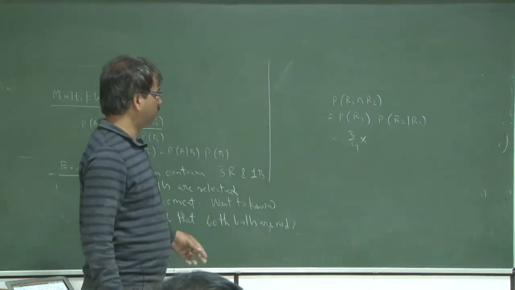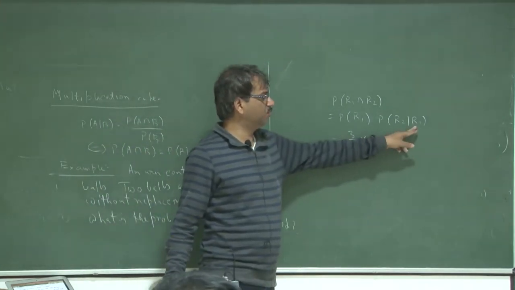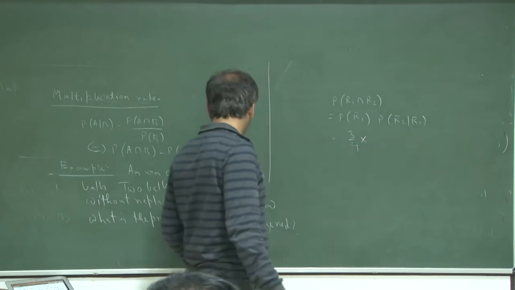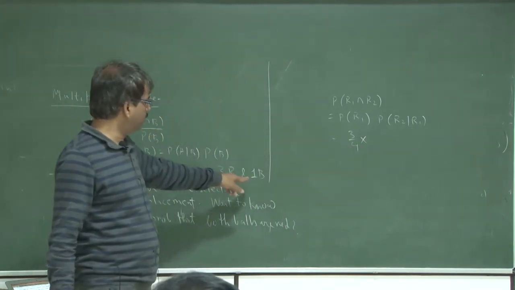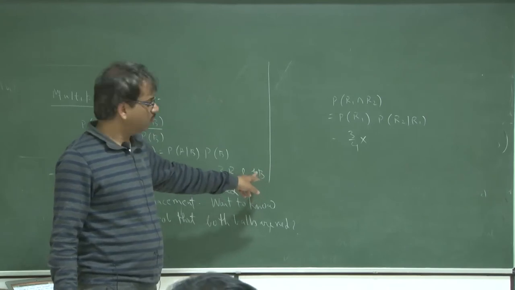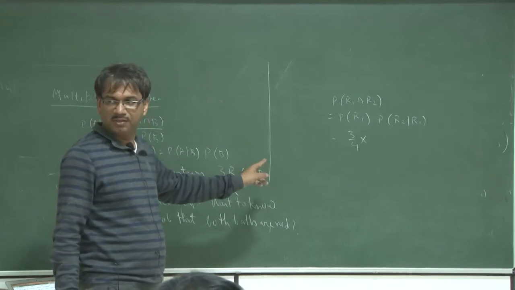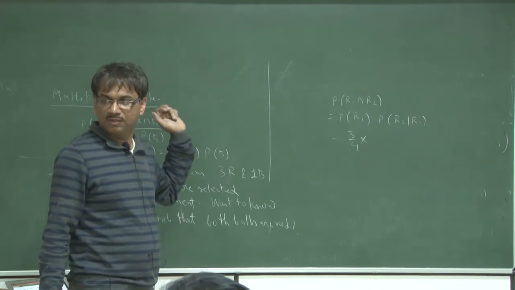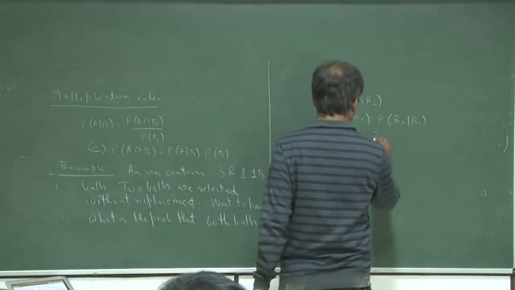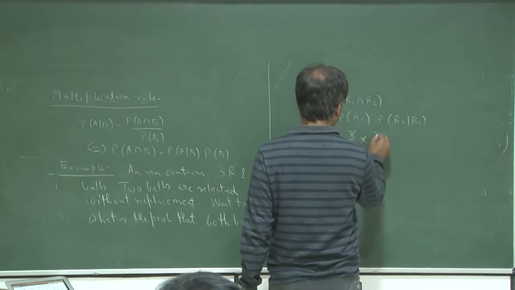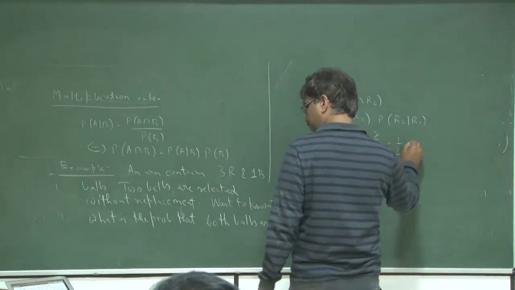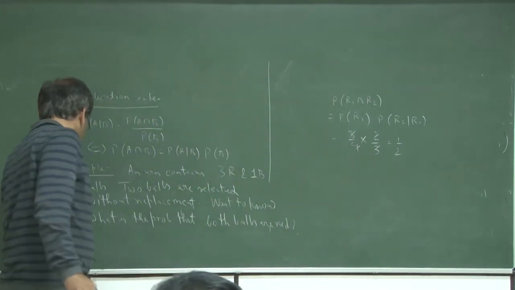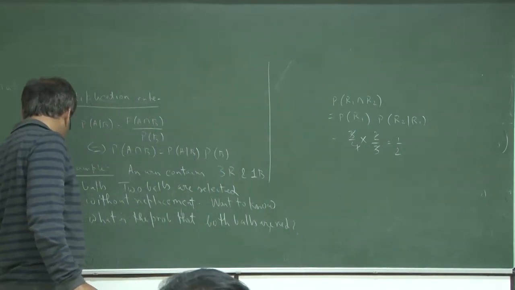3 by 4. And one ball is already given to you as red, that means the first ball is already drawn, a red ball is drawn. So the remaining balls are 2 red, 1 blue, so altogether 3 balls are remaining, and again red will be coming, so 2/3. So the probability is half. This is the straightforward use of multiplication.